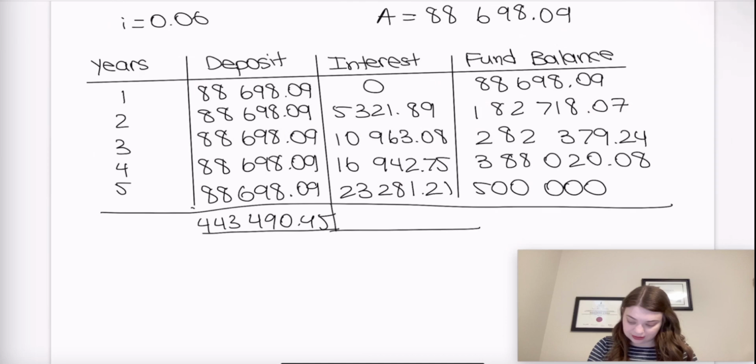And then for interest, we add these up. $5,321.89 plus $10,963.08 plus $16,942.75 plus $23,281.21. So that is overall $56,508.93 in interest, which, that's a lot of interest. That's pretty good. So yeah, there we go.